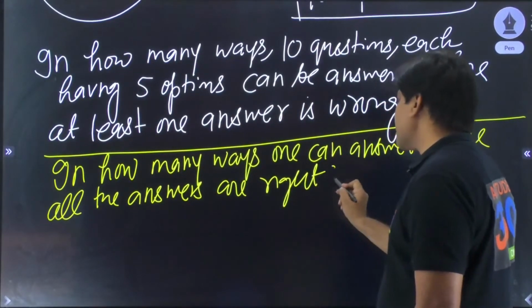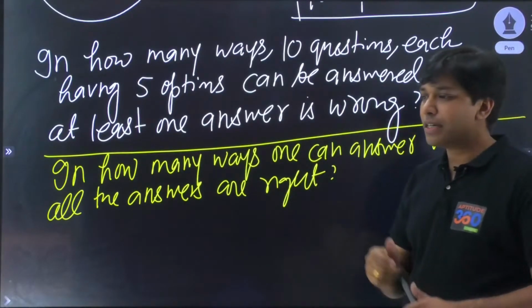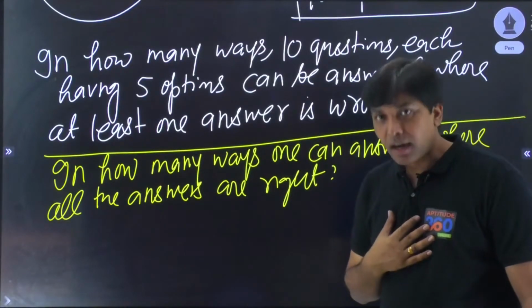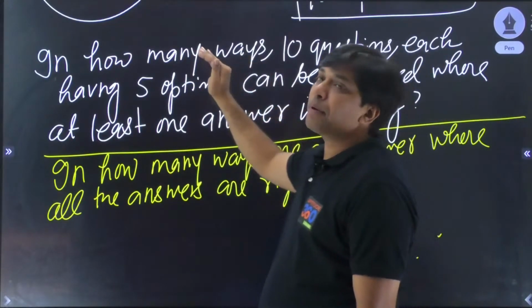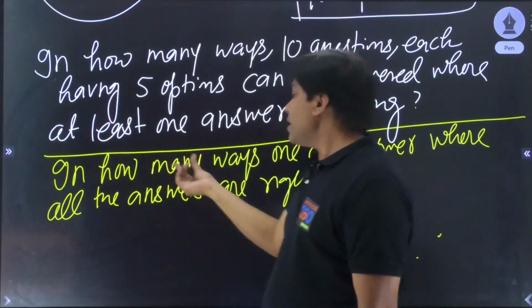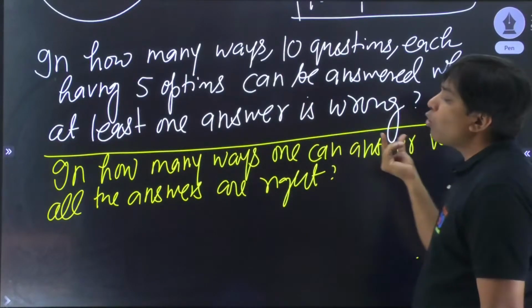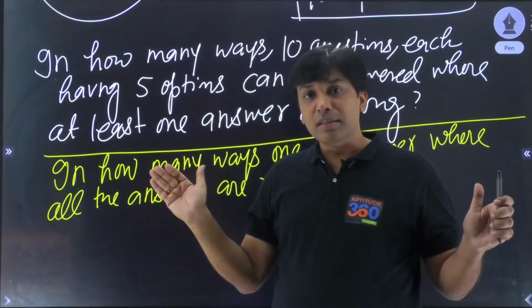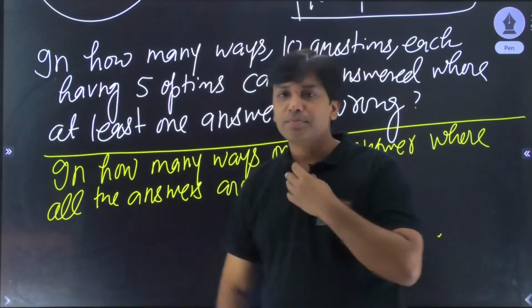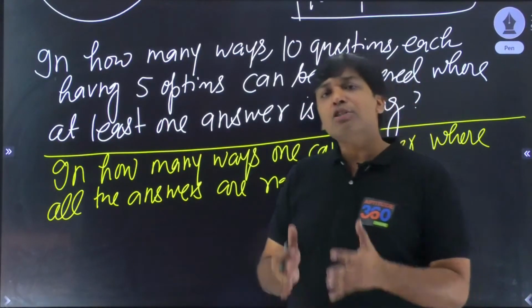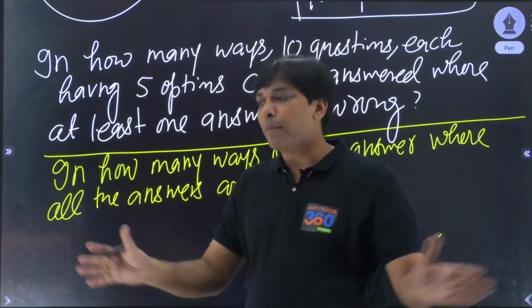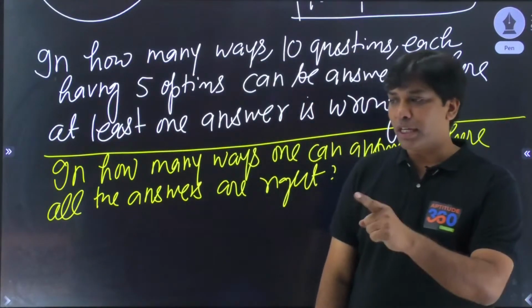Tell me this. It's a very, very simple problem. Aradhana is getting an answer. Understand what I'm saying. I'm talking about this same problem, and I'm asking: in how many ways can one answer where all the 10 answers are correct? In how many ways can a candidate attempt these 10 questions where all the options are correct? In how many ways can we do that?